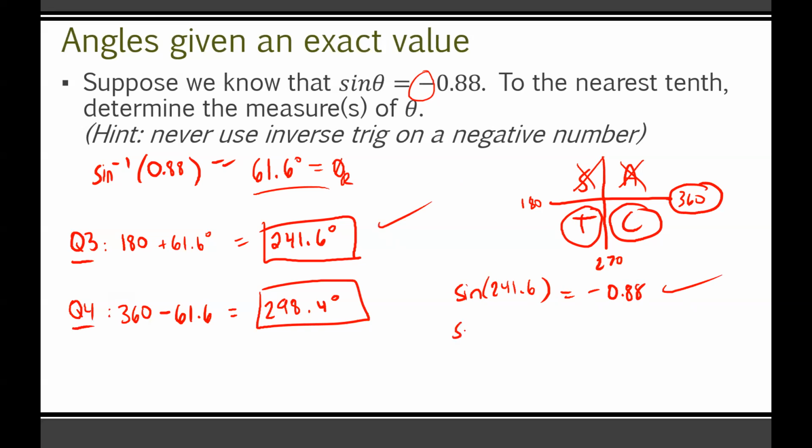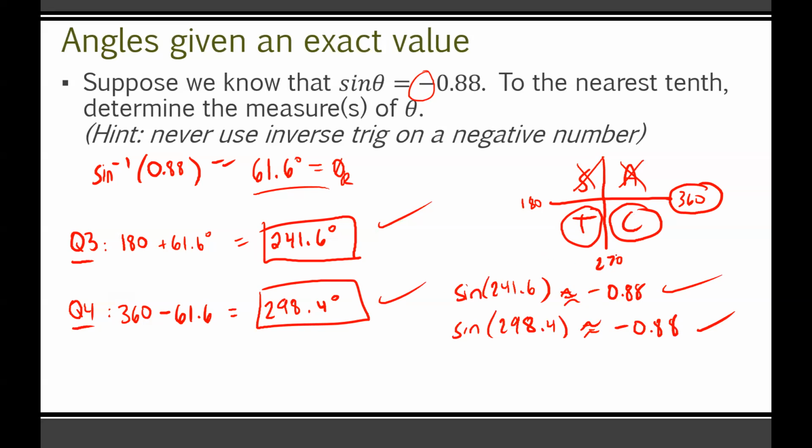So that's good. And if you want to check the other one just for good measure, sine of 298.4. Throw that in your calculator. I'll do it just now just to be sure. Yeah, it also gives us a number really, really close. Negative 0.88, really, really close. So we know we've got it, right? That is a useful way of checking your work.